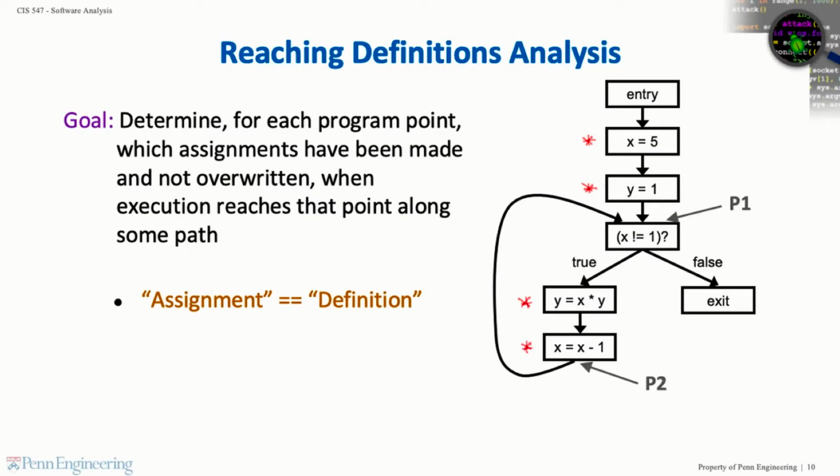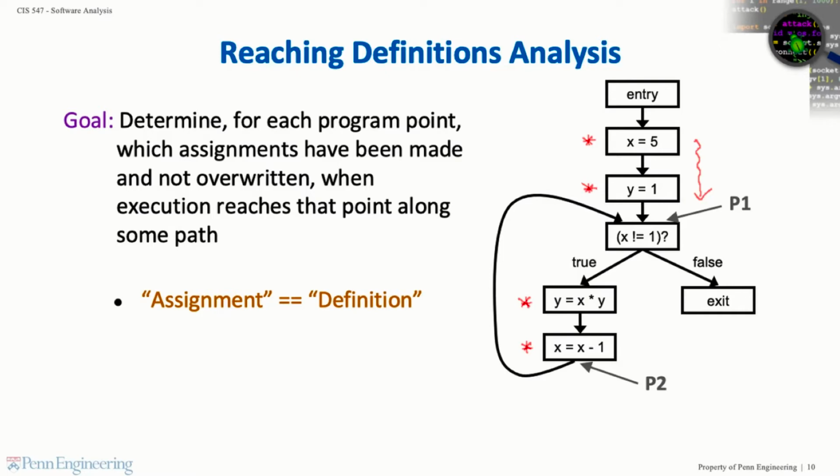Consider two program points, P1 at the entry of the condition x not equals 1 and P2 at the exit of the assignment x is assigned x minus 1. Let us consider the definition x is assigned 5. This definition reaches point P1 as there is no overwriting assignment to x along this path. But this definition does not reach point P2 as it is overwritten by assignment x is assigned x minus 1 every time execution reaches P2. Take a moment to understand the goal of reaching definitions analysis.